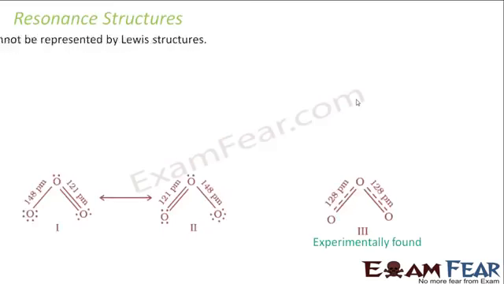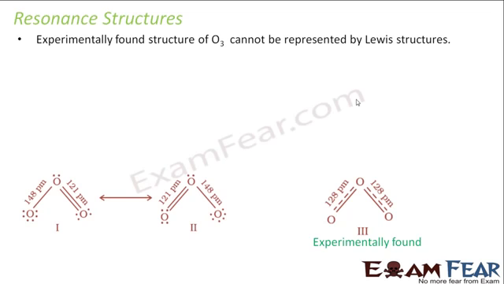The next topic I told was the resonance structure. Experimentally it is found that O3 cannot be represented by a single Lewis structure because it shows resonance. If you try to draw the O3 molecule, I think we have done this in the Lewis structure.